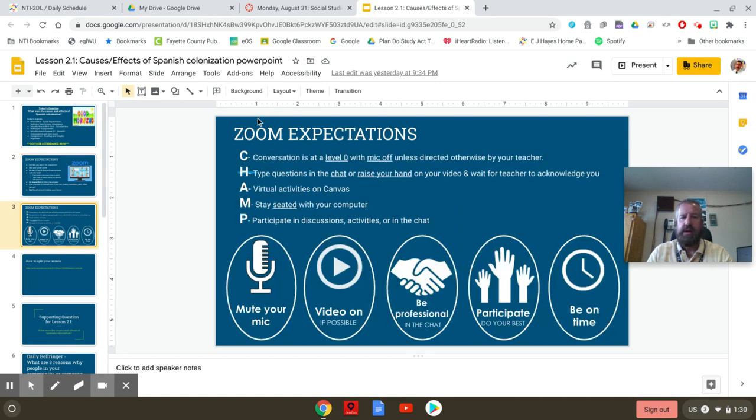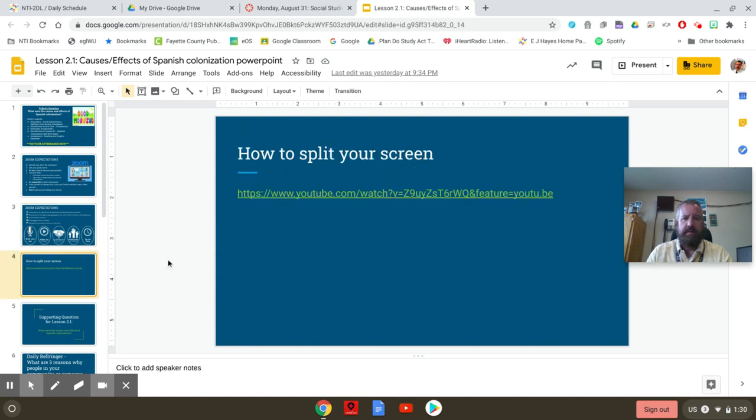And then again, the Zoom expectations, we've gone over that before as far as what your expectations are. If you want to read through this, feel free to stop the video and read through this screen. This is a quick little video that shows you some helpful hints on how to split your screen if you're on a Chromebook. I'll just quickly show you real quick instead of showing you the video.